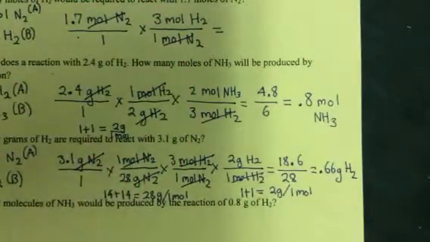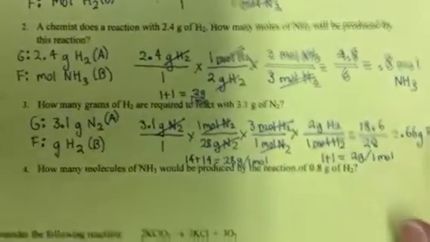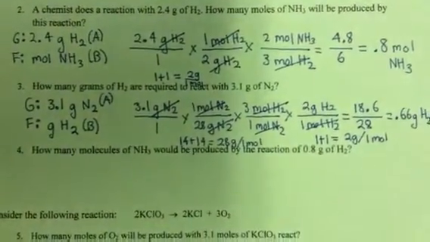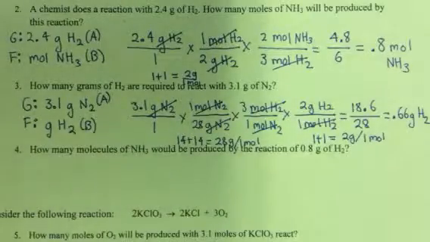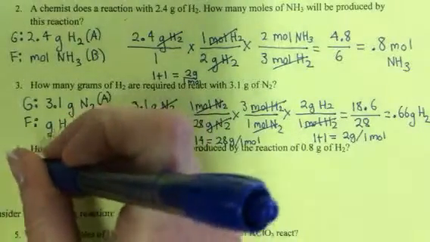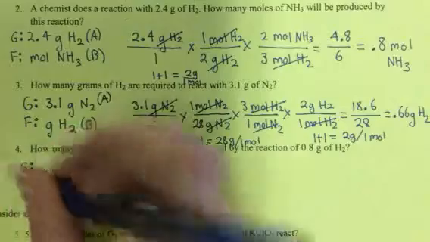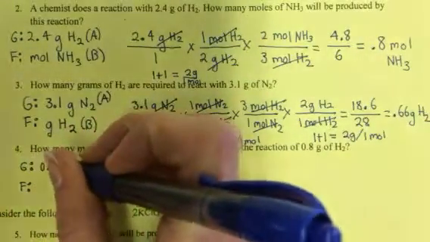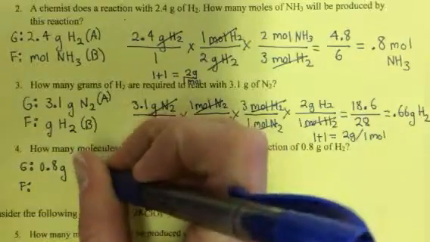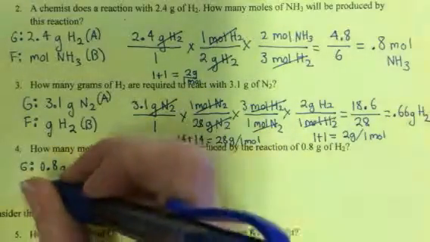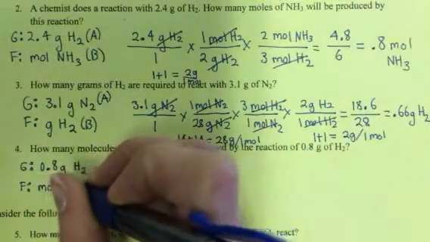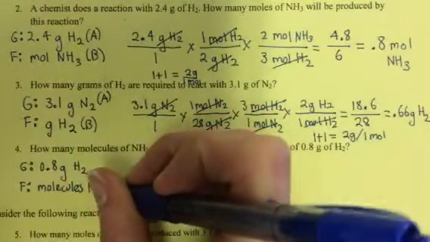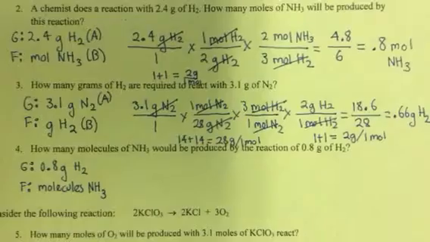All right, and then let's do number 4. Number 4 is different than any of the ones we did in class. So let's still figure out the given find ratio. So I am given 0.8 grams of H2. I want to find molecules of NH3.